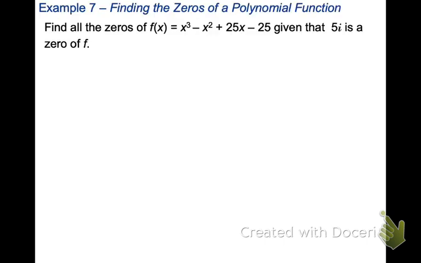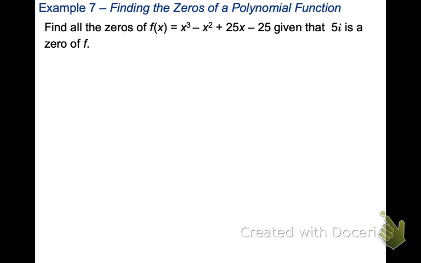Okay, finding the polynomial function. It says find all the zeros. It didn't say rational, it didn't say real, correct? It says find all the zeros of x cubed minus x squared plus 25x minus 25. Is it in order? Yes. Okay.